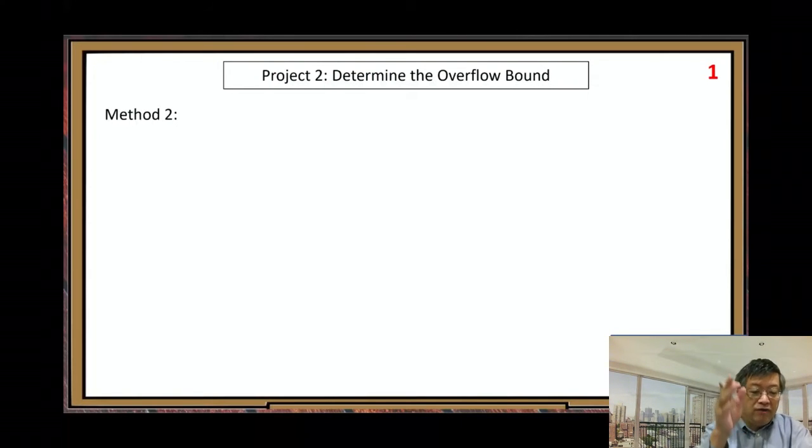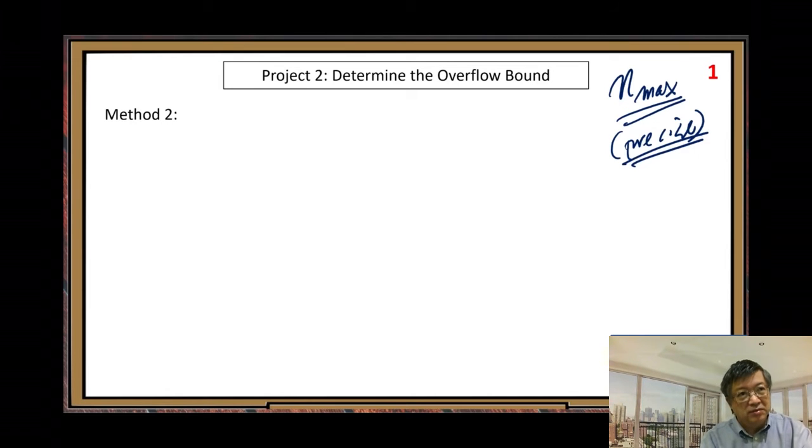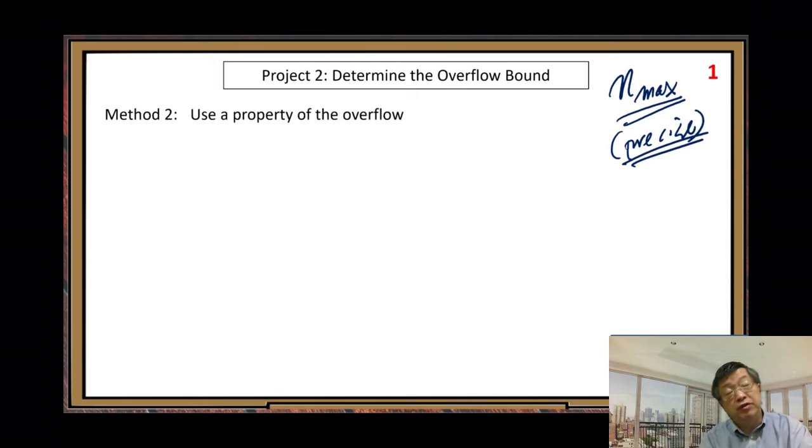Determine the overflow bound, little n max. We want to get a precise number, not an estimate, not a close estimate. So how to get that? We will use a key property of overflow. What is the property of overflow? The meaning of overflow tells us that property.